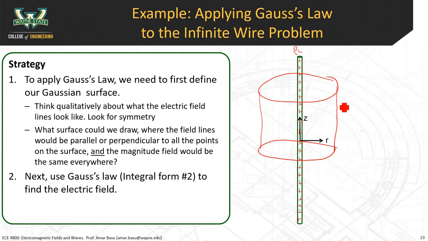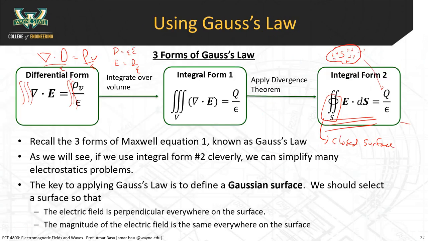At some point on the surface of the cylinder, you imagine this is your observation point P. The electric field is going to point out in this direction. We know that some distance away from the wire, our electric field is just going to have a radial component. We know that from the last problem that we solved. But I'm hoping that now you should be able to know that without even doing any mathematics: the electric field is just going to have a radial component. It's not going to have a Z component. So that's the first thing. That satisfies the first criteria, that the electric field is perpendicular everywhere on the surface.